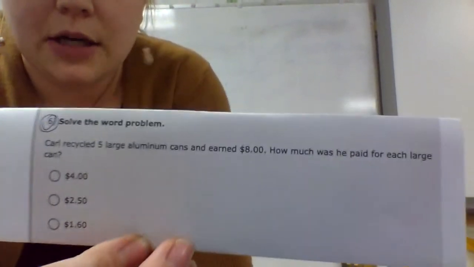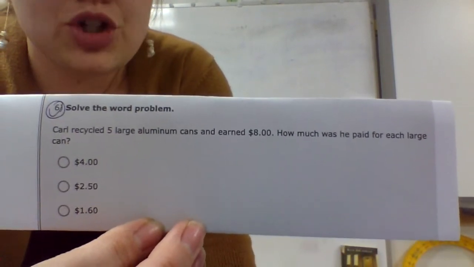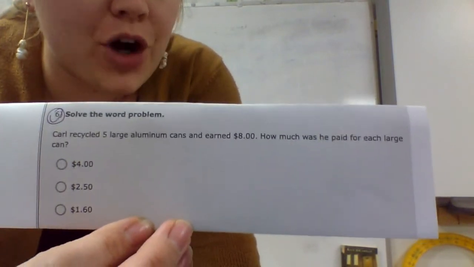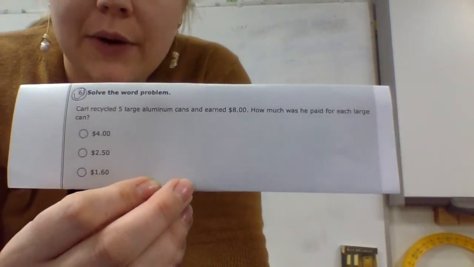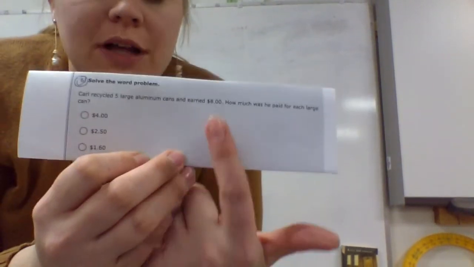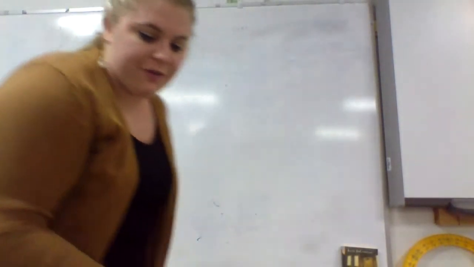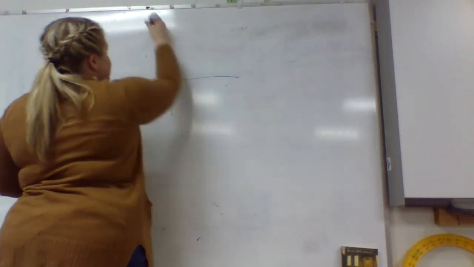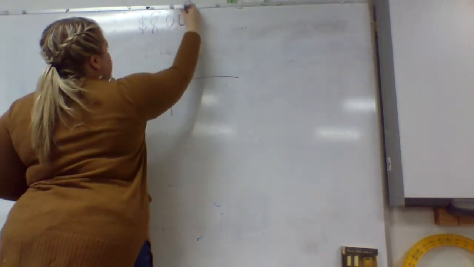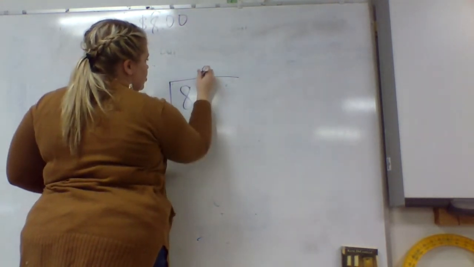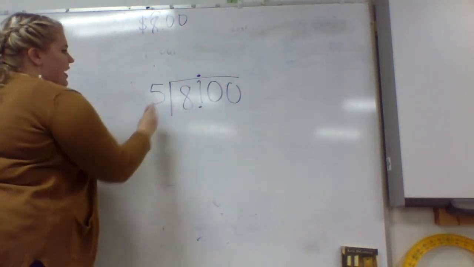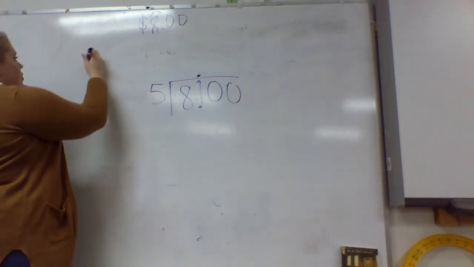Okay, now we're going to look at the problem. I'm not going to write it on the board, but here it is. Carl recycled 5 large aluminum cans and he earned $8. How much was he paid for each large can? So we know it's division. We know our larger number, our total is $8, and we're going to divide that by 5. So we know we've got $8. So I'm going to write it just like that. Notice I've moved my decimal point up. $8 divided by 5.